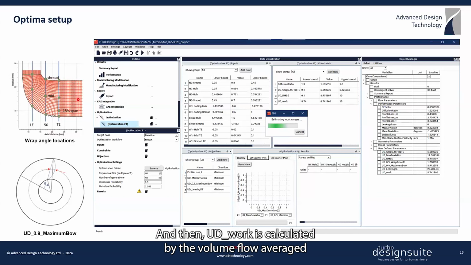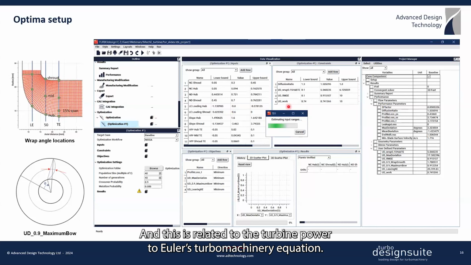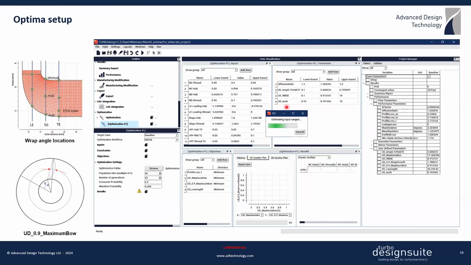And then UD work is calculated by the volume flow averaged RV theta variation between the leading and trailing edges. And this is related to the turbine power to Euler turbomachinery equation and needs to be constrained as well.